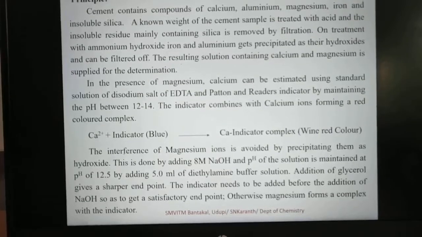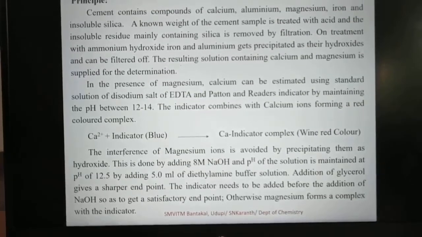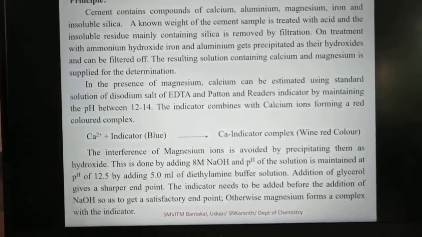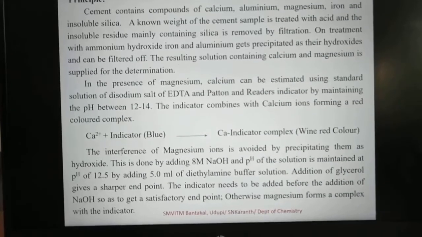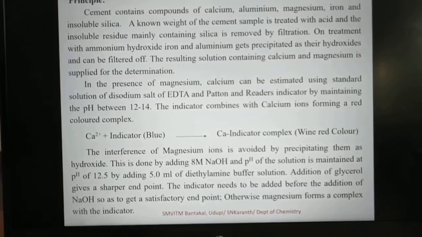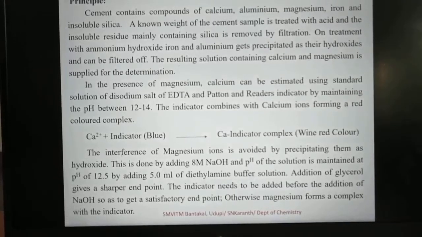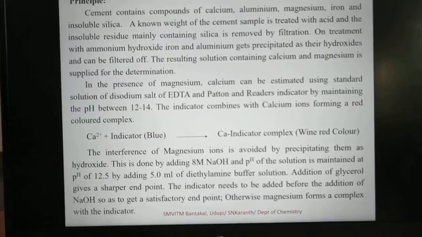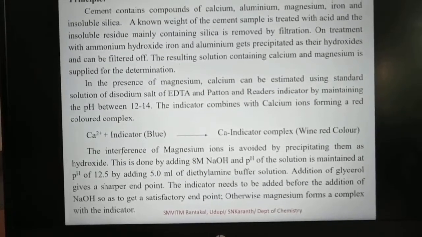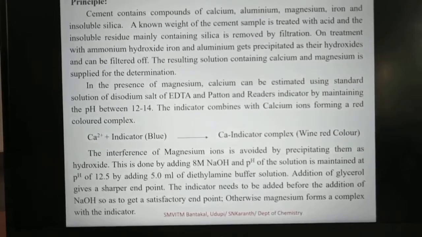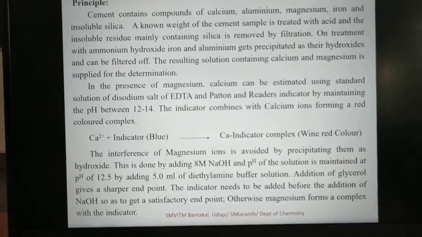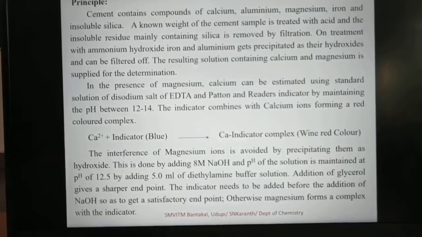So the major component of cement is calcium oxide. Calcium oxide is a principal constituent of cement. An excess of lime, or a lesser amount of lime in cement than needed, reduces the strength of the cement. As a result, quick setting occurs. One of the major aspects of this experiment is that it is used to test the quality of cement.